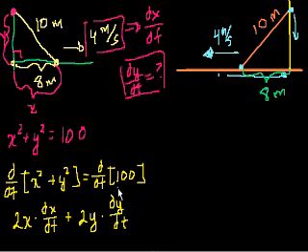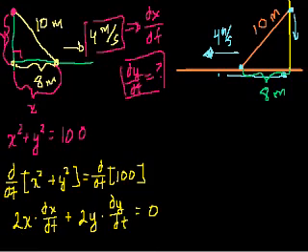And then how much does 100 change with respect to time? Well, this 100 value is never going to change because, frankly, the length of the ladder is never going to change, right? That's where that 100 comes from. It's 10 squared. So the rate of change of 100 with respect to time never changes, so it's equal to 0.